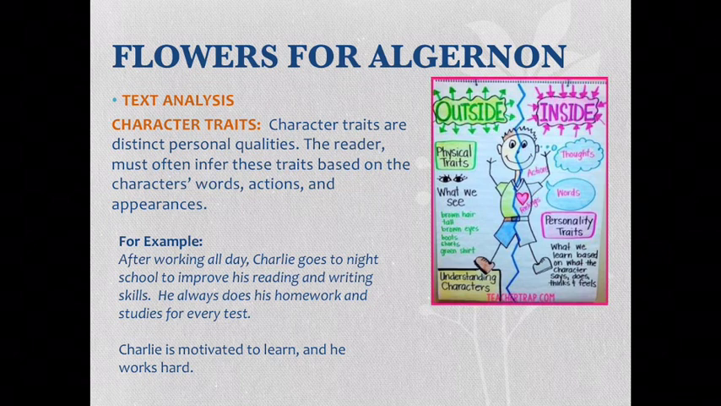The text analysis for this story is character traits. Character traits are distinct personal qualities. The reader, you, must often infer these traits based on the character's words, actions, and appearances. For example, after working all day, Charlie goes to night school to improve his reading and writing skills. He always does his homework and studies for every test. By reading this paragraph from the story, we get to understand that Charlie is motivated to learn and he works hard.